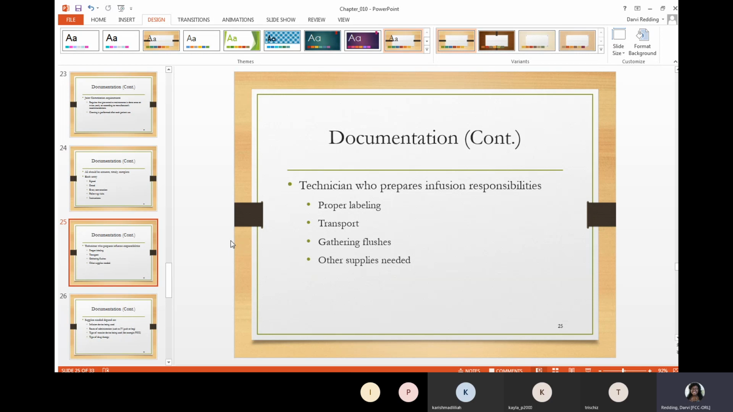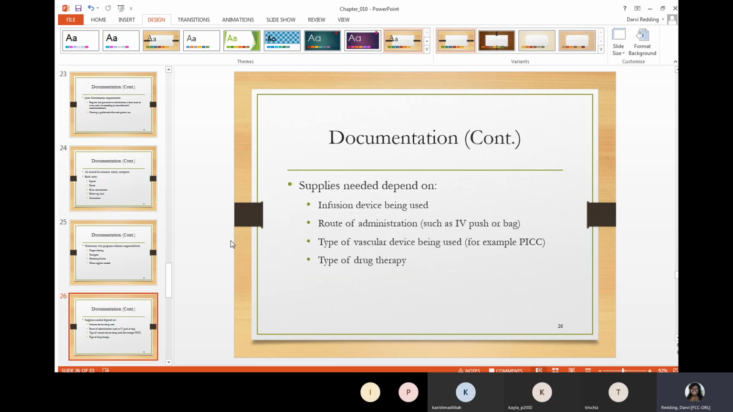Now, for when a technician prepares it, there are some responsibilities of the device, and some of the responsibilities include the proper labeling, make sure it's transported correctly, gathering the flushes that's needed, and then also any other supplies that might be needed as well. Now, based on the supplies, those do depend on a few different things. It's going to depend on the infusion device that's being used. Remember, certain medications require different types of pumps.